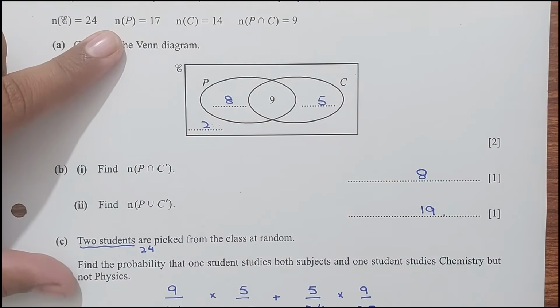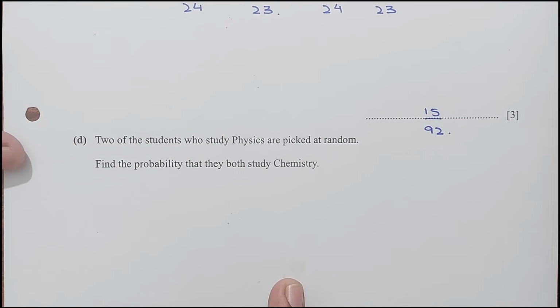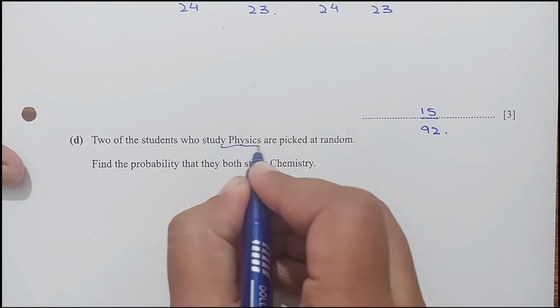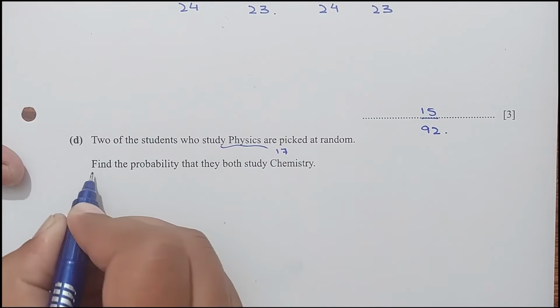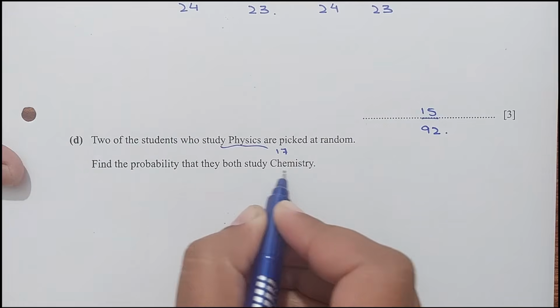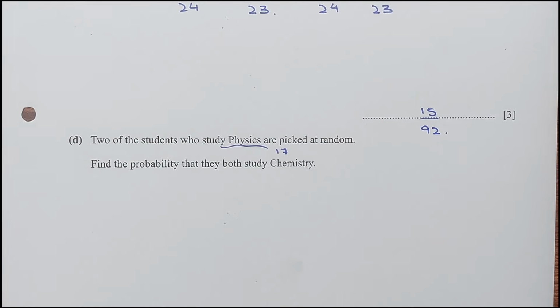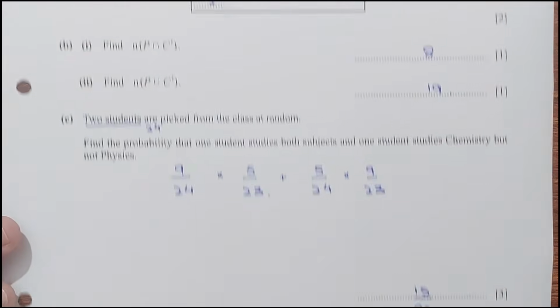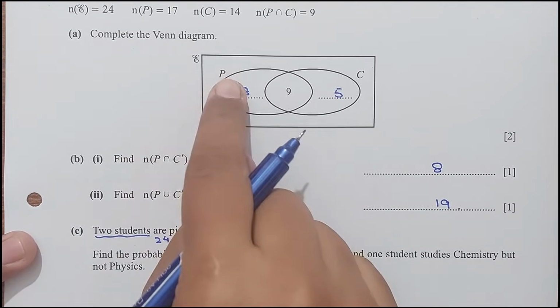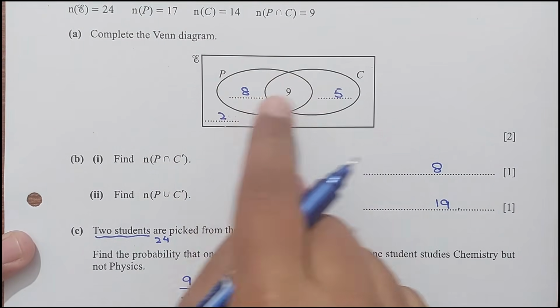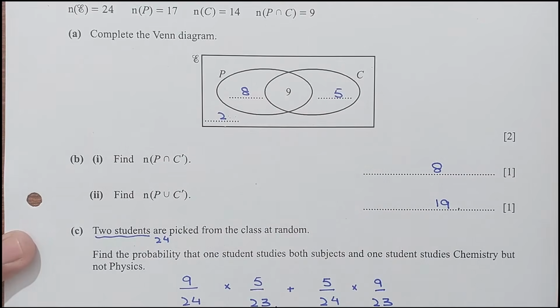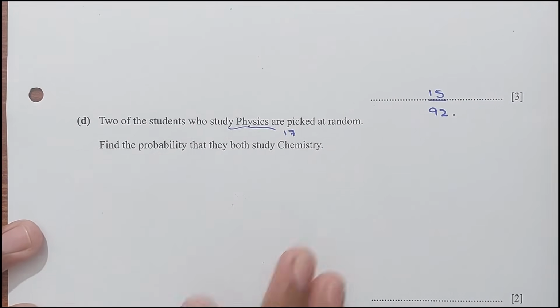Students who study physics are 17, right? So the sample space has total students 17. Find the probability that they both study chemistry. Okay, now they both study chemistry. So this is a sample space of physics. They both study chemistry are 9, physics and chemistry as well.